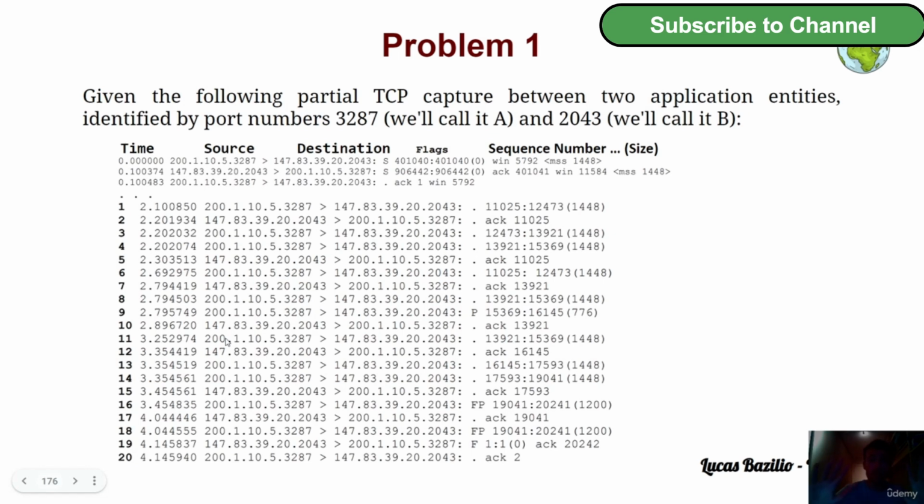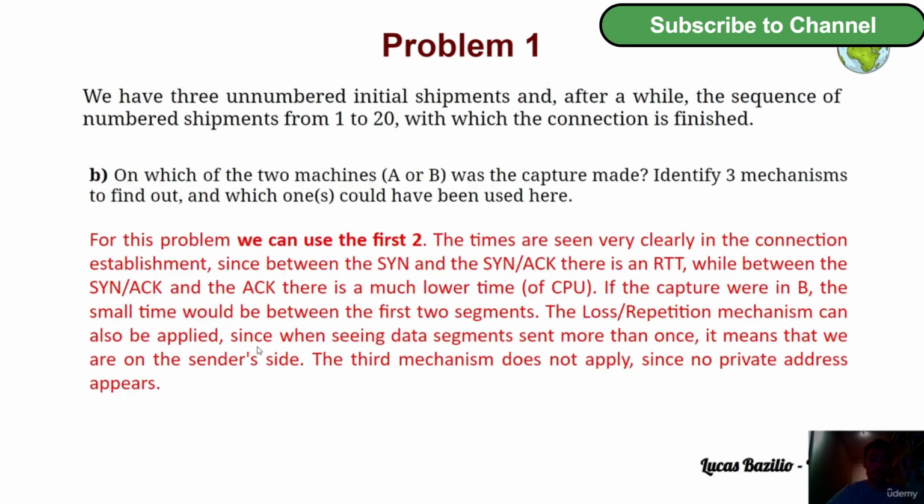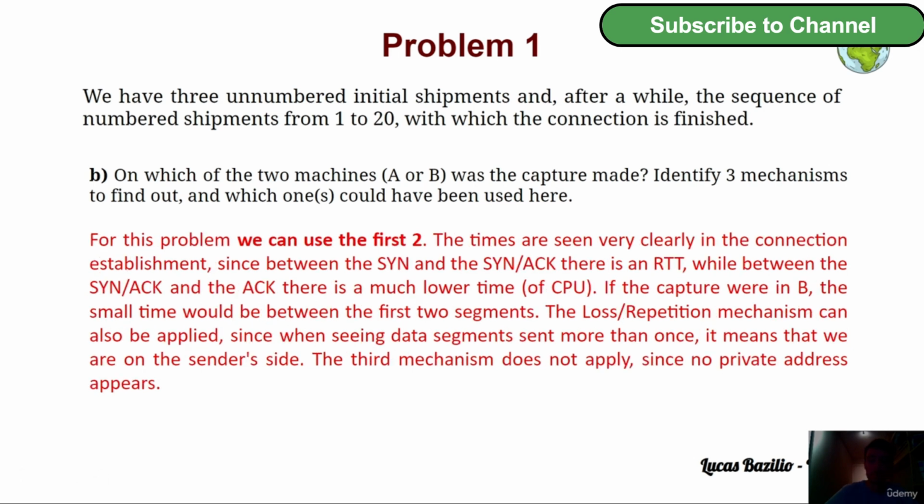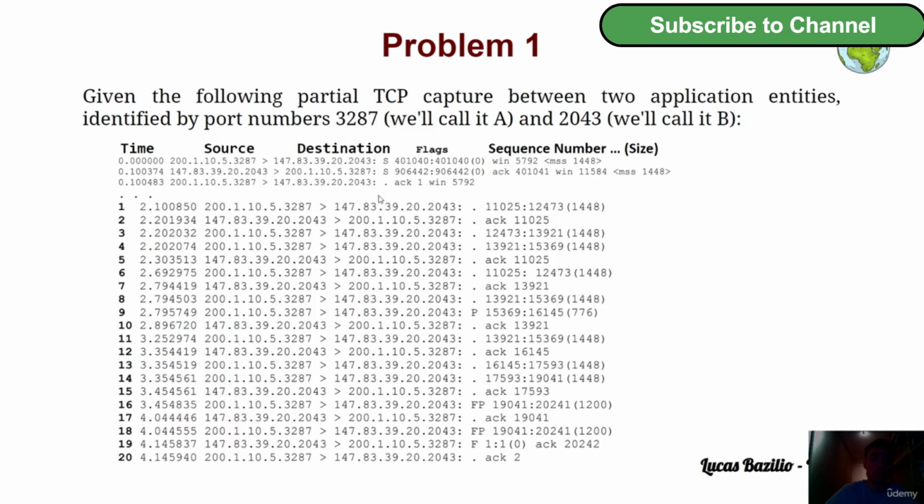So for this problem and for this trace, for this problem 1, we can only use 2 mechanisms. And these are the first 2, the times and the losses or repetitions. Let's begin with the times. These times are seen very clearly in the connection establishment. And for instance, if we analyze this connection establishment in here, the first column that we see, what is it? It's the column of the time. So let's analyze the time.